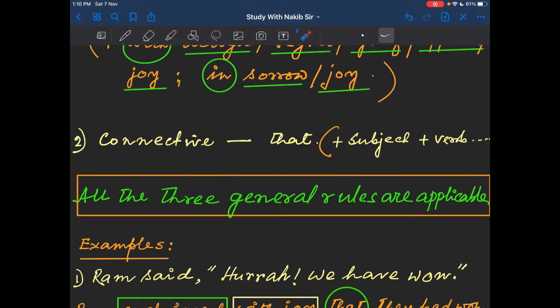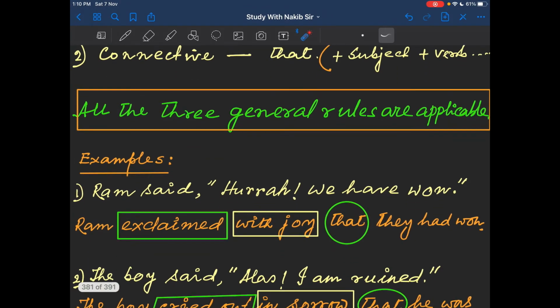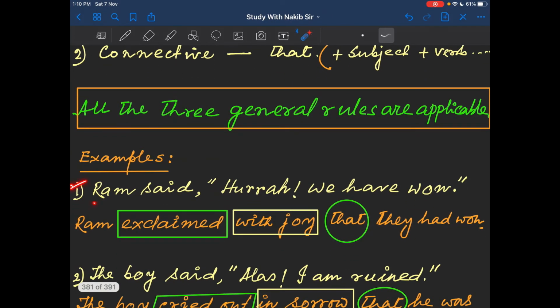Now see the examples. The first example: Ram said, "Hooray, we have won." "Hooray, we have won" is an exclamation of joy. So we use "Ram exclaimed," and with "exclaimed," "with joy" is used. So Ram exclaimed with joy, and "that" is the connective. So Ram exclaimed with joy that we have won.